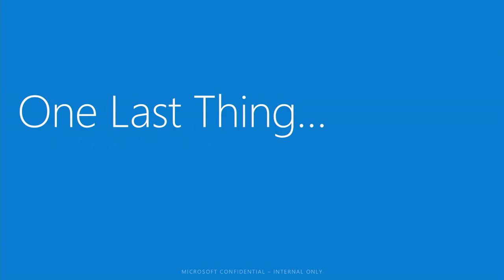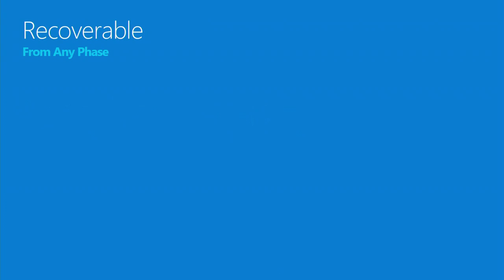So one last thing then. What happens if something goes wrong? We need to make sure that we're recoverable wherever we're at in the process. So we talked about the 4 different phases. We need to know what happens to recover in any of those phases.